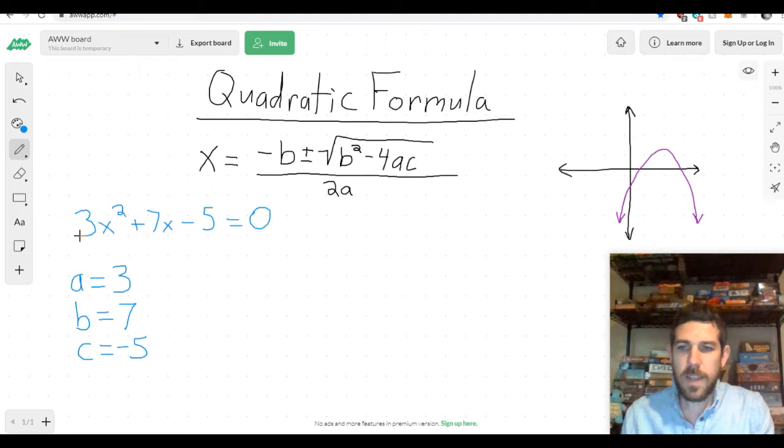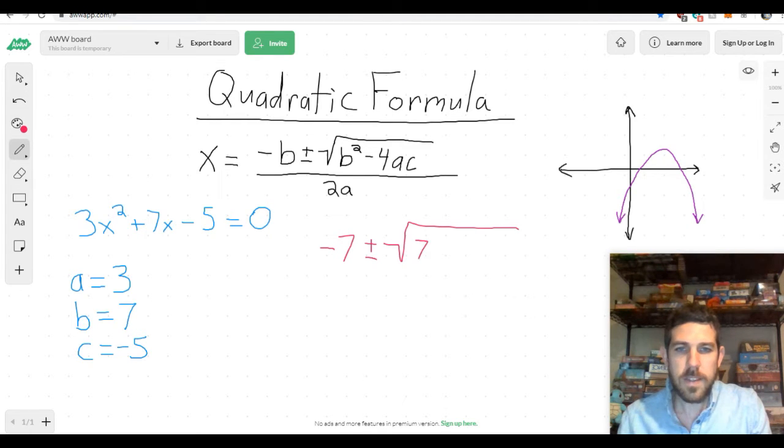Now that I've identified a, b, and c, we can simply plug these numbers into the formula and see what happens. So x will be equal to, and I'm not going to write the x equals part until I get to the end. I'm just going to focus right on this formula. Negative b, and b is 7, so we should write negative 7. Then I'll write the plus or minus. I know it's weird saying two operations at the same time, but that is a plus or minus symbol. Then the square root, and inside the square root we have b squared. And again, b was 7, not negative 7. B is actually just 7.